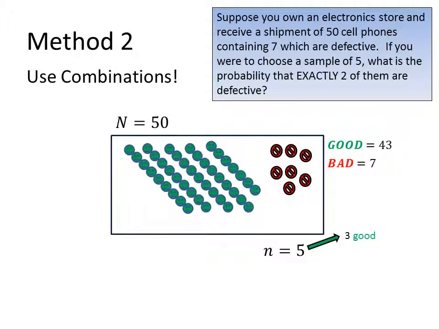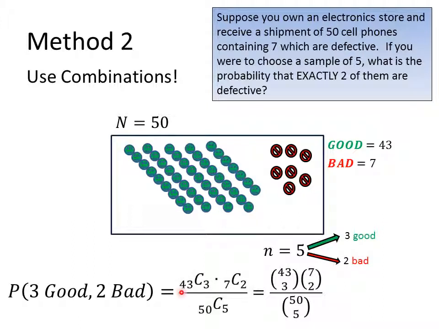So if we wanted to split up our sample, we want 3 good ones and 2 bad ones. And so the probability of getting those 3 good and 2 bad is simply 43 choose 3, the number of good ones, choose the number of good ones we want, times 7 choose 2, the total number of bad ones, choose the number of bad ones that we want, divided by 50 choose 5. This will give us the probability that our sample of 5 will have exactly 3 good ones and 2 bad ones.